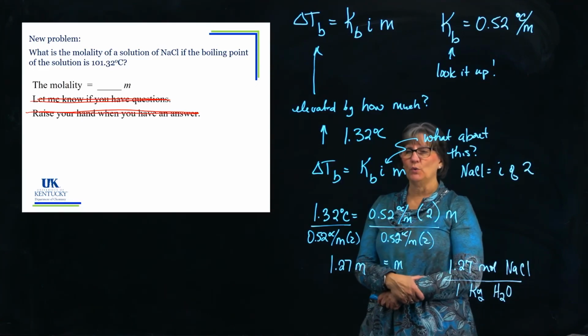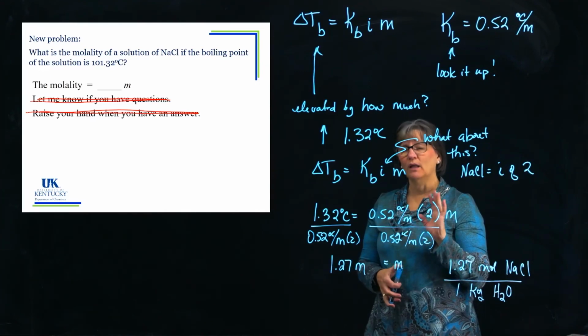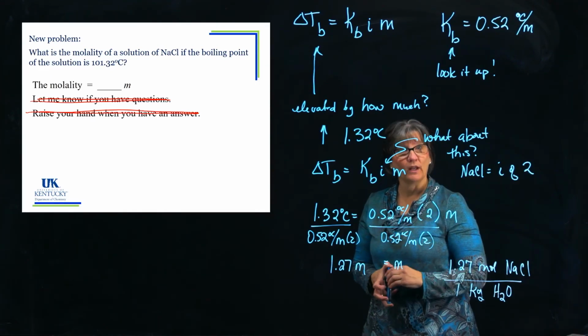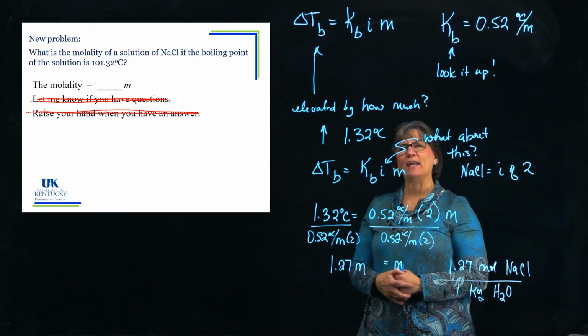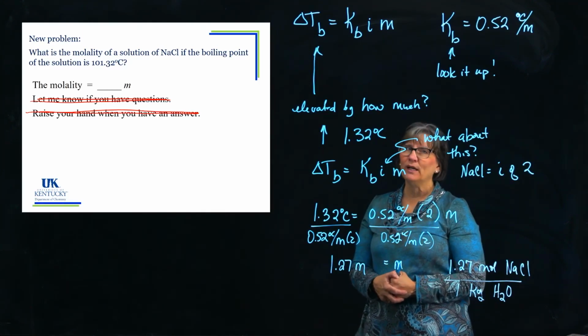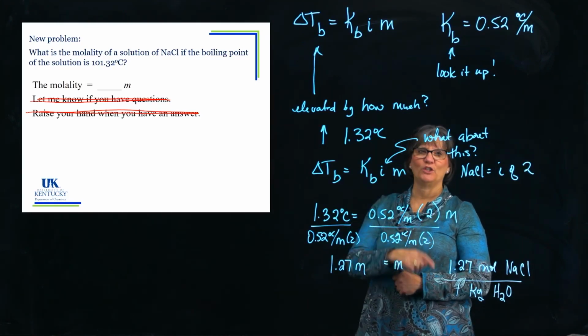So I want to have a part 2 of this question. We'll do another recording where we consider how much salt you would have to add to 2 quarts of water to bring that boiling point up to 101.32 degrees Celsius.